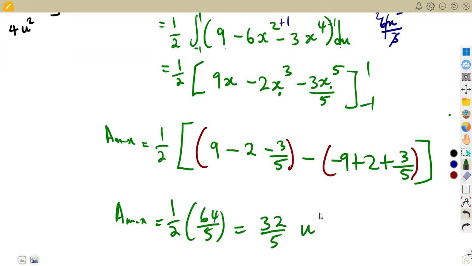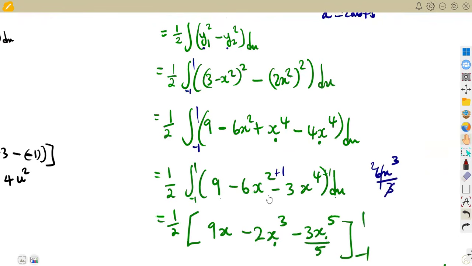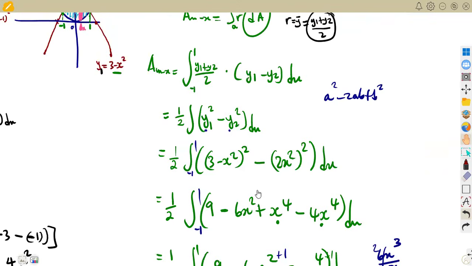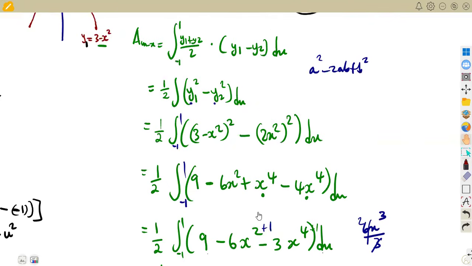This is area moment measured in what? Cubic units, or you can write it as a decimal. There's something like 6,4. So you're going to have 6,4 cubic units. So that is our area moment. But the question was not for us to calculate the area moment. The question was specifically for us to calculate the distance taken from the x-axis, which is the y bar, and we said it is the area moment about x over the area.